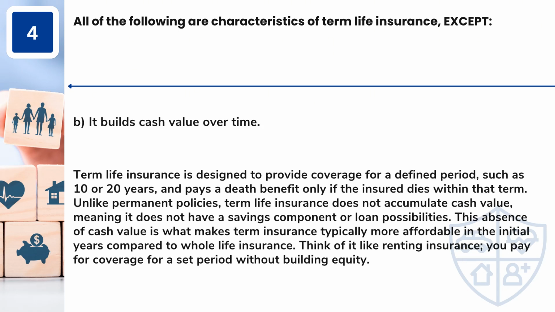Answer: B. It builds cash value over time. Term life insurance is designed to provide coverage for a defined period, such as 10 or 20 years, and pays a death benefit only if the insured dies within that term. Unlike permanent policies, term life insurance does not accumulate cash value, meaning it does not have a savings component or loan possibilities. This absence of cash value is what makes term insurance typically more affordable in the initial years compared to whole life insurance. Think of it like renting insurance. You pay for coverage for a set period without building equity.